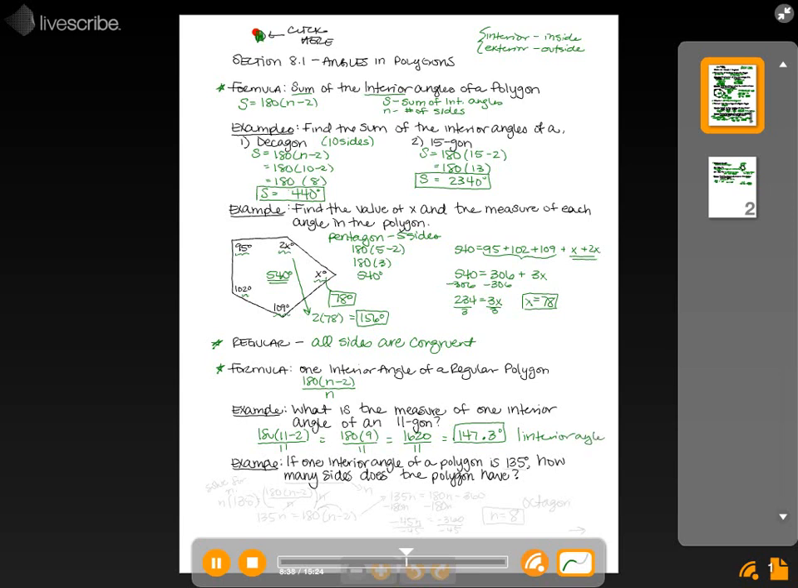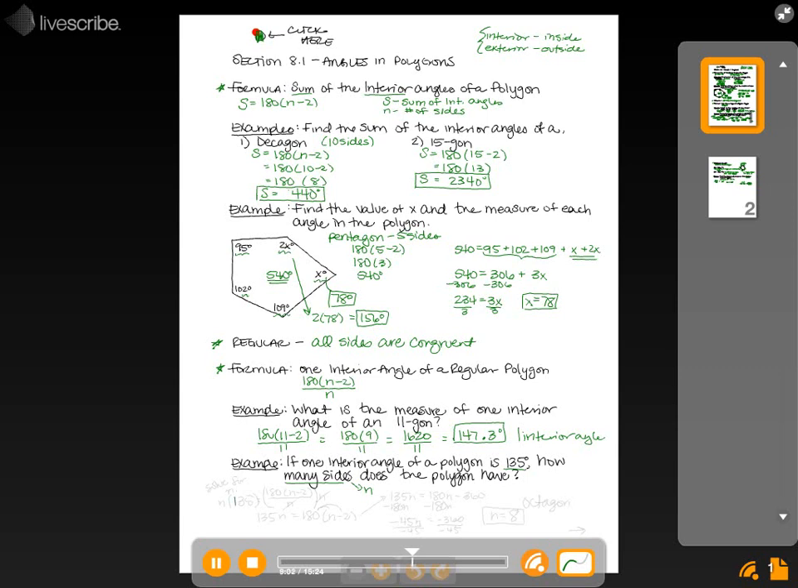Alright? The next example uses this same idea, but it's asking you a different question. It says, if one interior angle of a polygon is 135, how many sides does the polygon have? So we're looking for something different. They tell us what the angle is, and we want to know the number of sides, which is n. We're looking for n in this case. So we're basically working backwards.